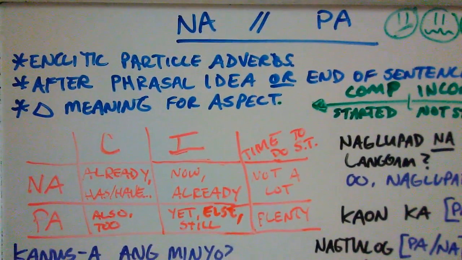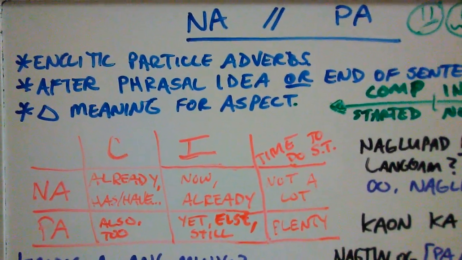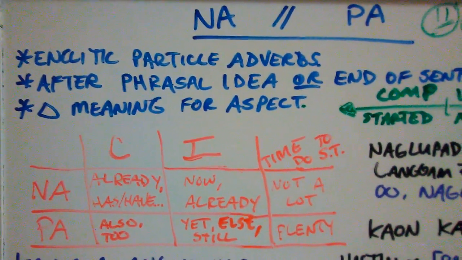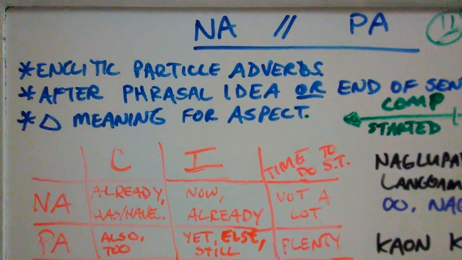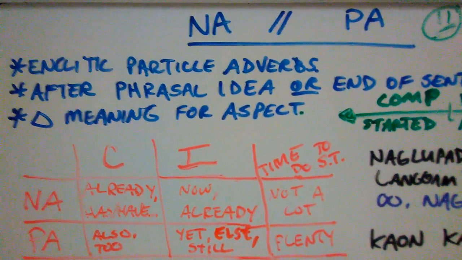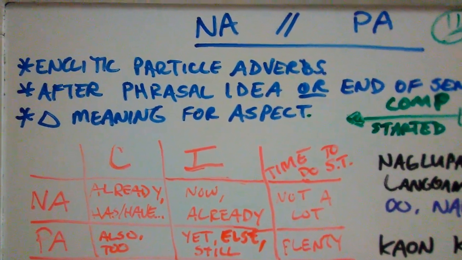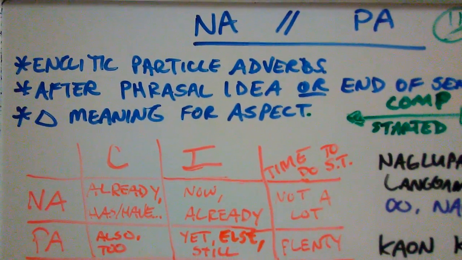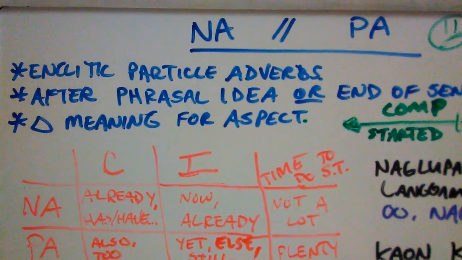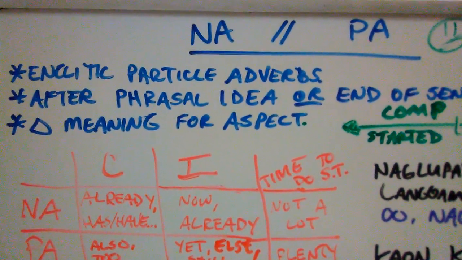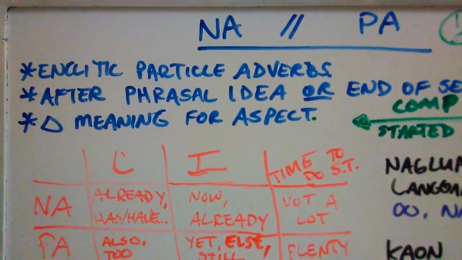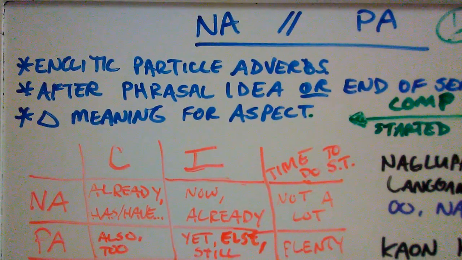First of all, na and pa are enclitic particles, right? If you're watching this video, you should already have seen what they mean and all that. So we're just going to talk more in depth about na and pa. One, they are enclitic particle adverbs. You should know what an adverb is, and if you don't, well, I'll tell you. I don't really like to explain a lot of stuff that was already covered, but whatever.